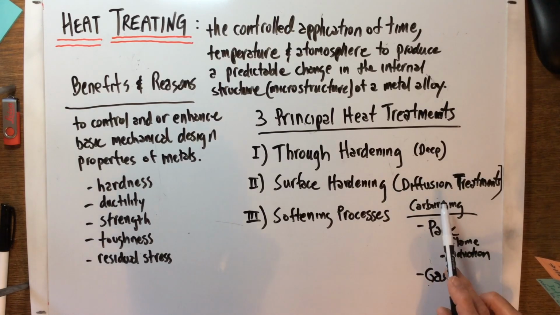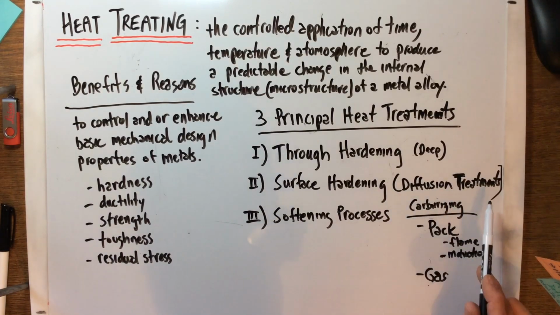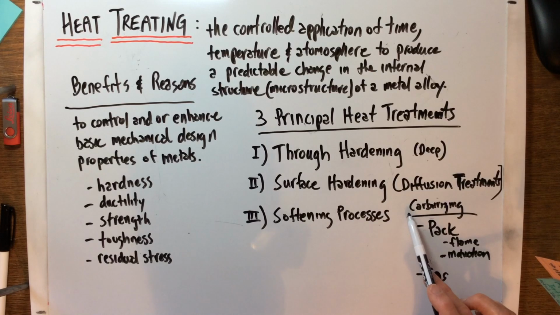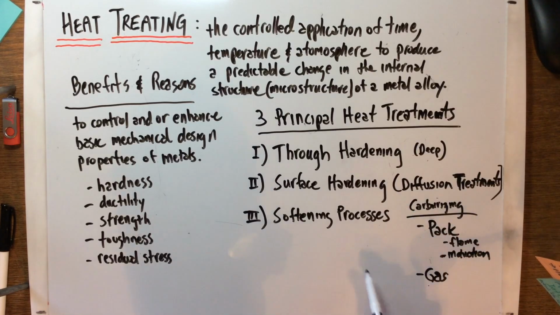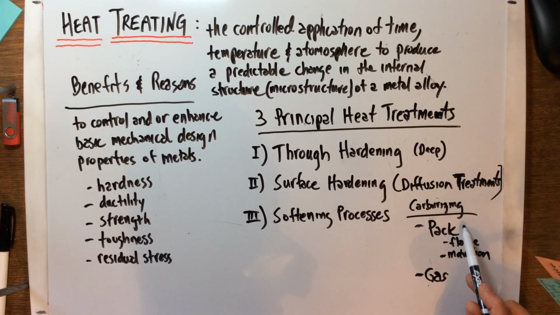So again, surface hardening processes are basically diffusion treatments, which are referenced as carburizing, because we're just diffusing carbon into the surface to a certain thickness. And we can do that one of two ways. We can do pack carburizing, which is basically dry, solid carburizing, or we can do it through a gas. And if we do it through the dry method, we use two ways to heat that up, and that's with either a flame, oxyacetylene usually, or induction, electrical current.